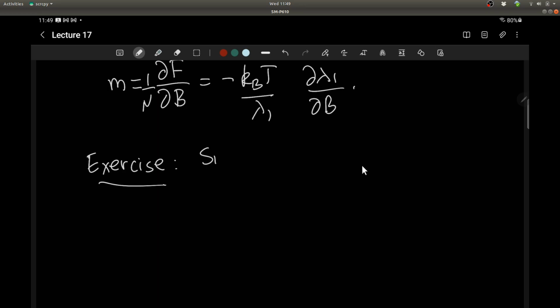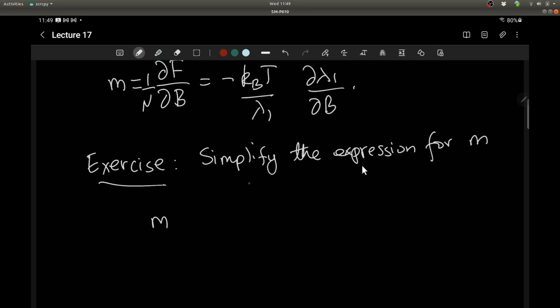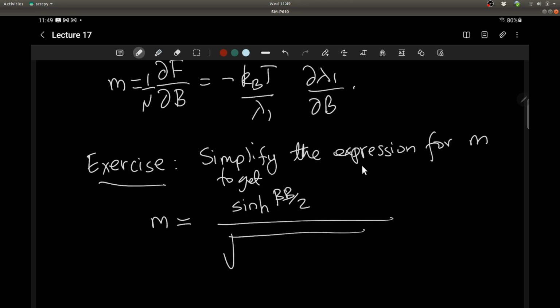Okay, so exercise: take the derivative and simplify the expression for the average magnetization per site to get m equal to this. So you get something like this.